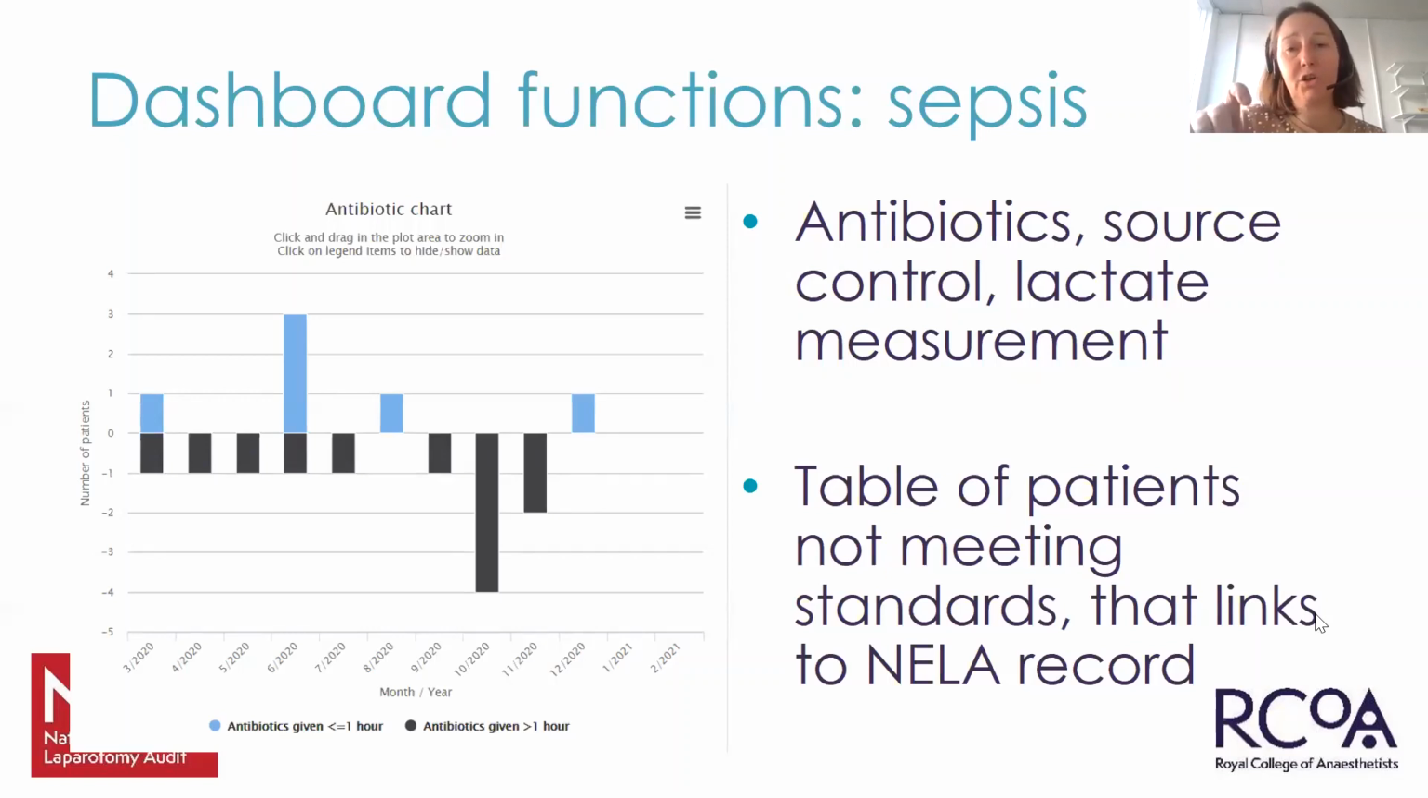At the bottom of this chart, there's a list of the NELA ID numbers of the patients who don't have antibiotics in the suitable time frame. So again, you can take this part of the dashboard and use it to go back to look at those patients in more detail if you want to, for example, use that as part of an M&M meeting or a deep dive audit into this area.